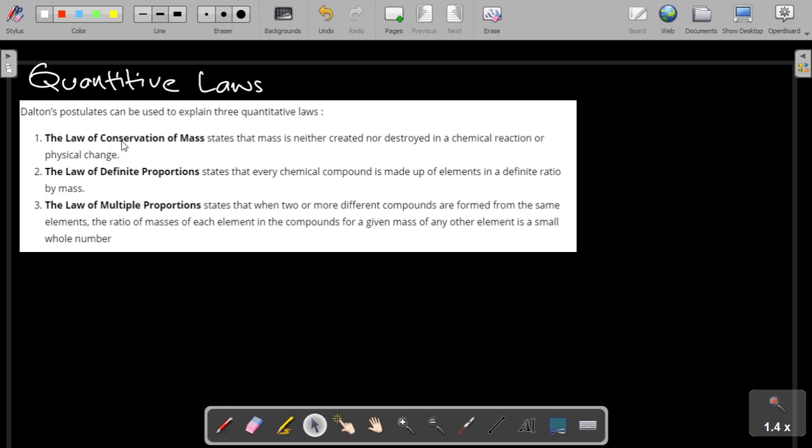the law of conservation of mass states that mass is neither created nor destroyed in a chemical reaction or physical change. Okay, so to explain this law, law number one, I will explain it by using an example.